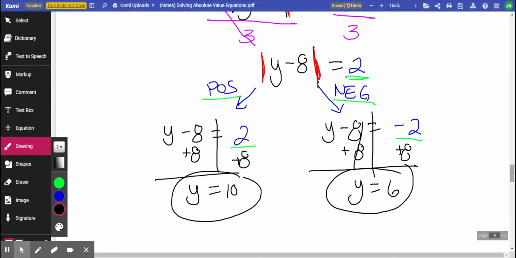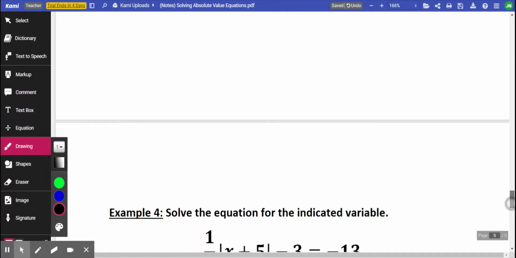Remember, for absolute value equations, most of the time you're going to get two answers. So don't get stumped. Don't try to do just one and say that you're done, because that's not correct. You would only get half credit.